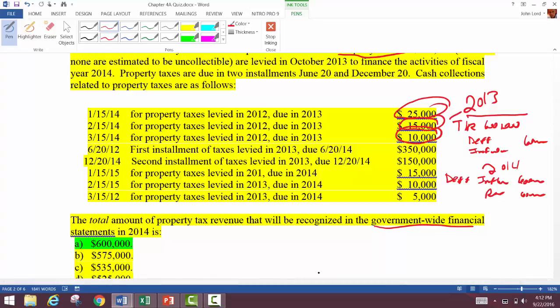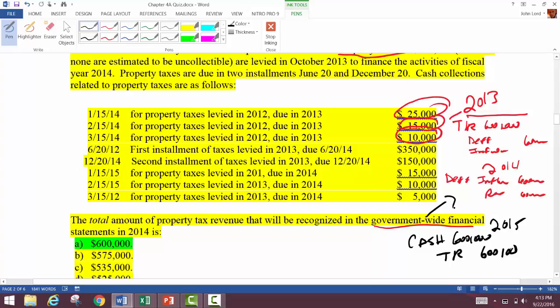So we collect this money in what? In 2015. Okay? And so what should I do in 2015 when I finally bust into their homes and take the money from them? Debit what? Cash for how much? 600,000 and do what? Credit what? Taxes receivable 600,000. No, I took the revenue in 2014, didn't I? You mean taxes receivable, right?